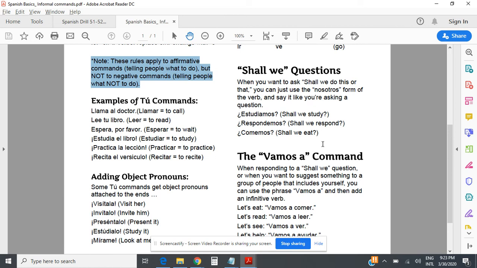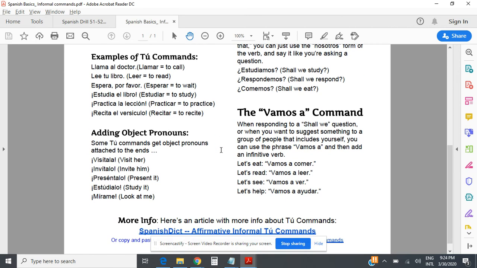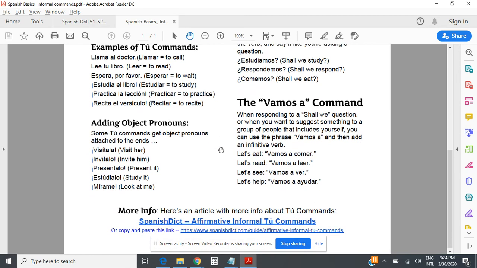The shall we questions, when you want to ask, shall we do this or shall we do that? You can use the nosotros form of the verb and just say it like you're asking a question. Estudiamos? Shall we study? Respondemos? Shall we respond? Comemos? Shall we eat? And when you're responding to that, or when you want to make a suggestion to a group of people that includes yourself, you can use the phrase vamos a and then add an infinitive verb. So this is very easy. Vamos a comer. It means let's eat. Vamos a leer. Let's read. Vamos a ver. Let's see. Vamos a ayudar. Let's help.